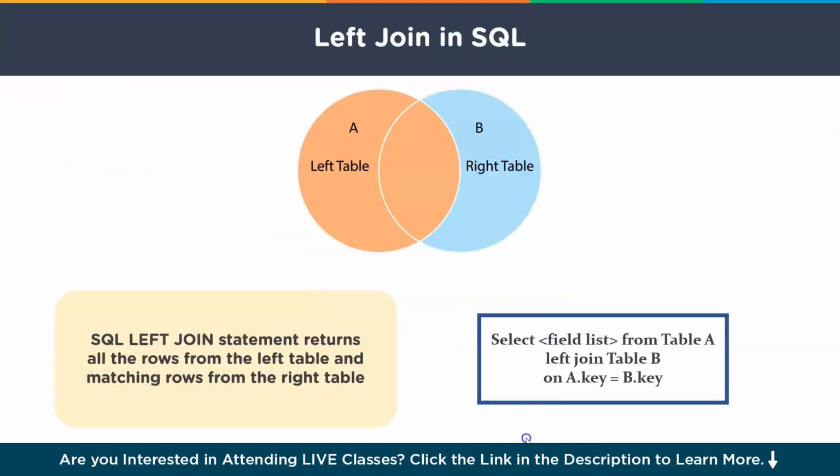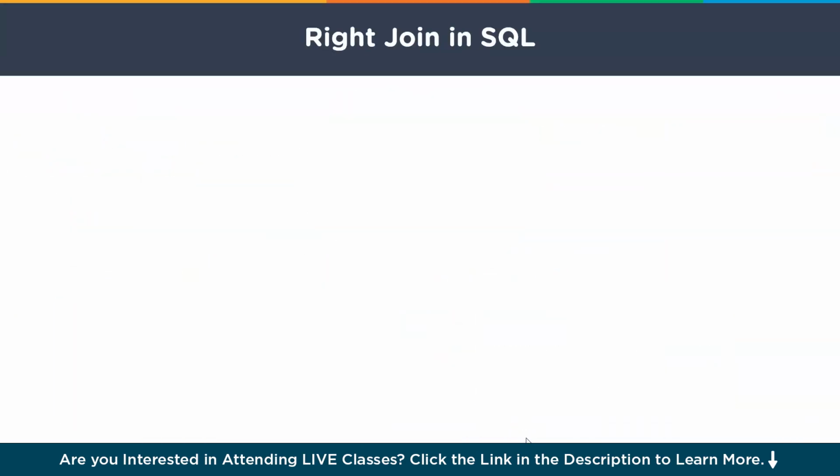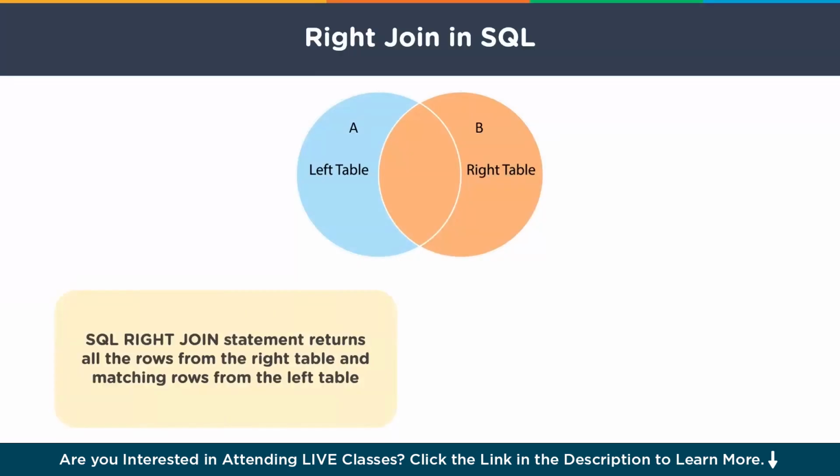Okay, now talking about right joins. So SQL right join statement returns all the rows from the right table and only matching rows from the left table. So here you can see we have our left table as A and the right table as B. So the right join will return all the rows from the right table and only the matching rows from the left table.